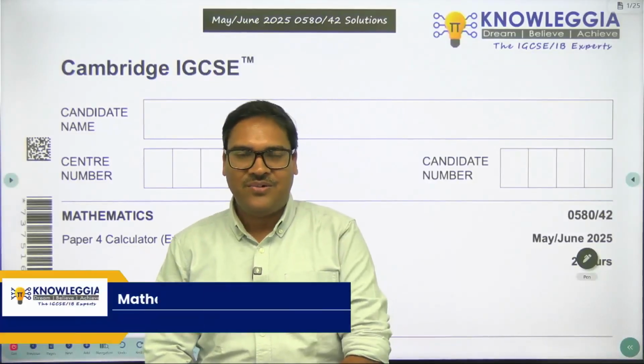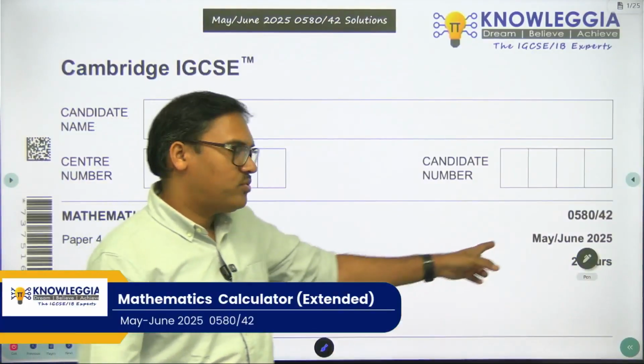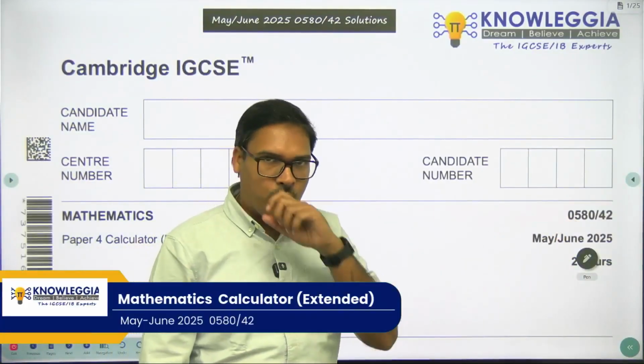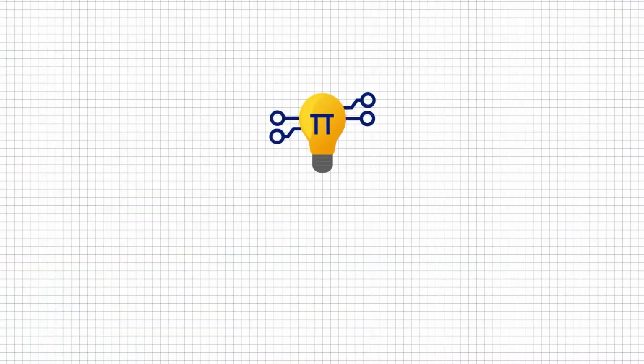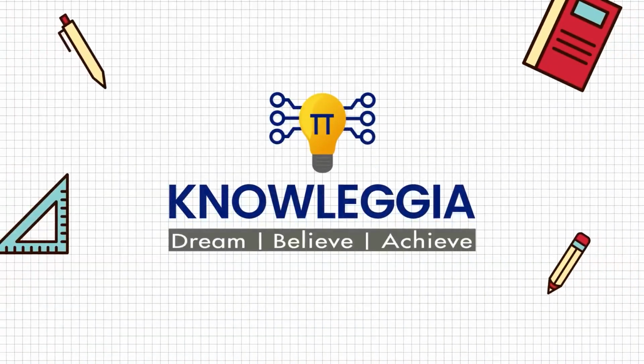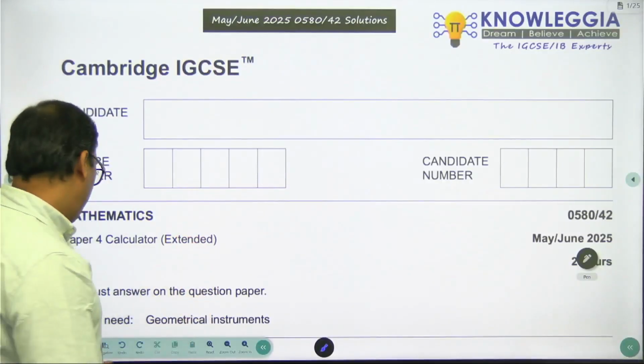Hello everyone. So now in this video we are discussing the solutions of paper May June 2025 paper 4.2, the code 4.2 extended paper, calculator based. Okay, let's start with the first question.